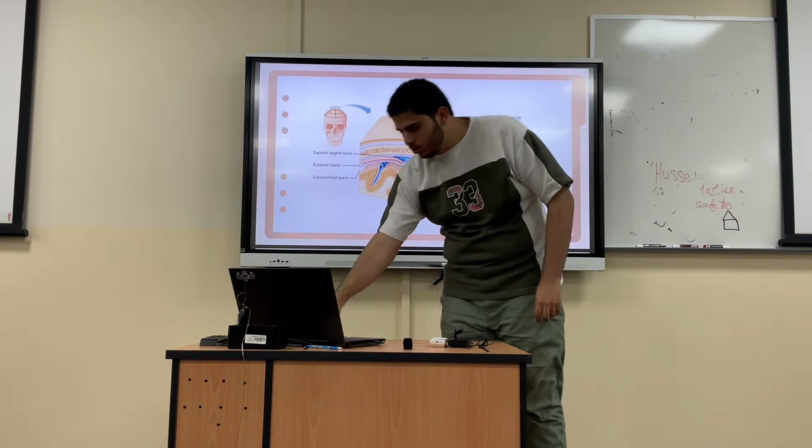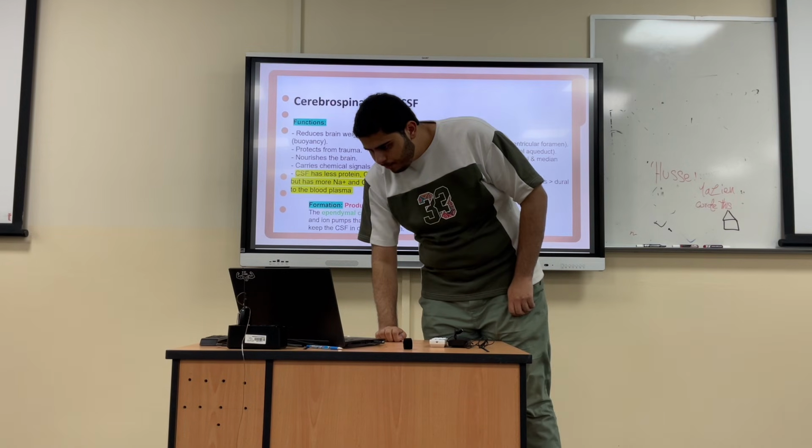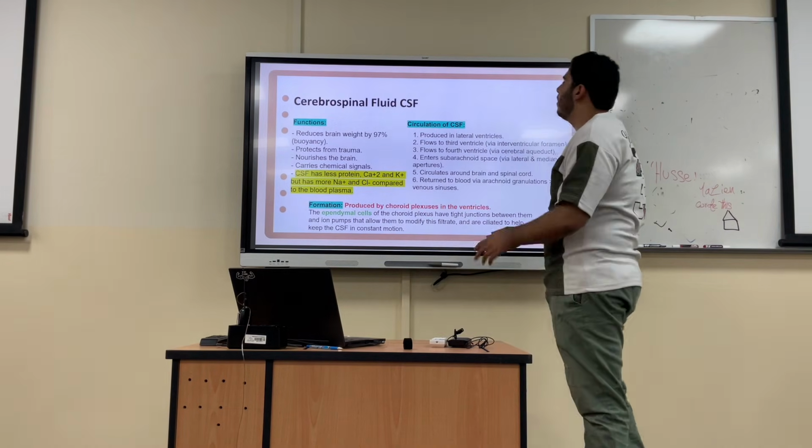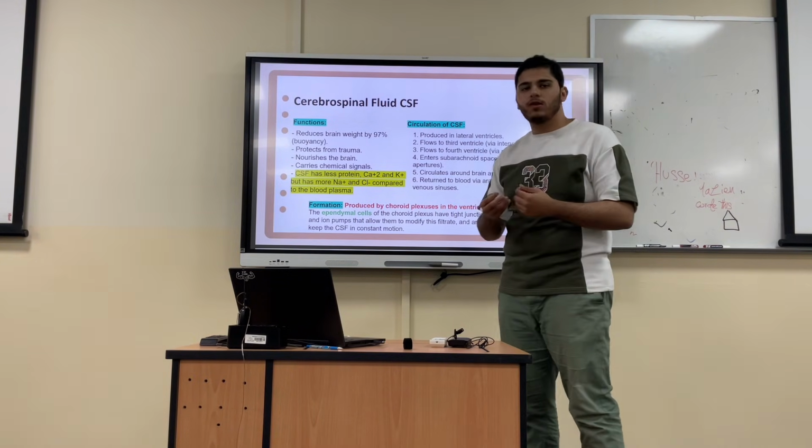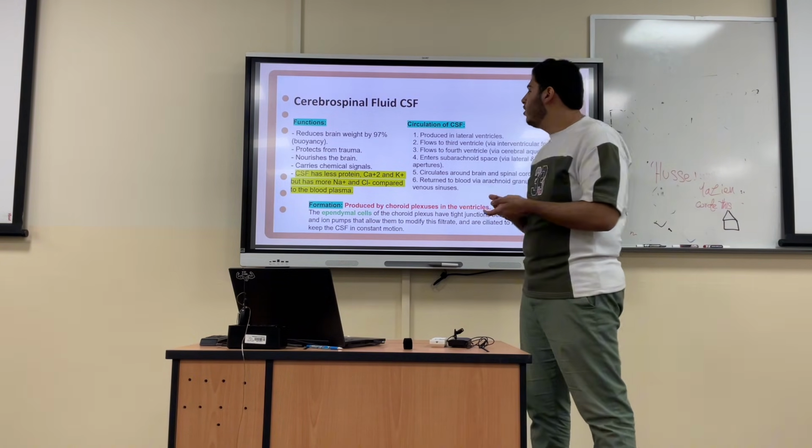And the arachnoid granulation, as we said, helps in CSF circulation. Okay. Now, the cerebrospinal fluid. We have three things to cover: the functions, the circulation, and the formation.